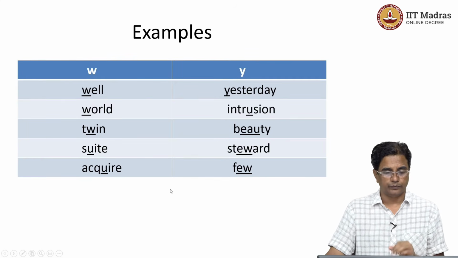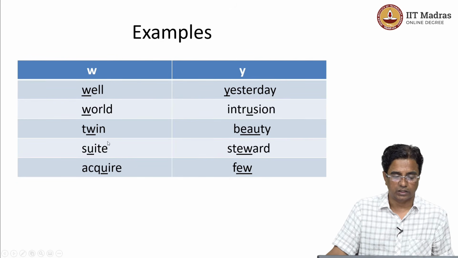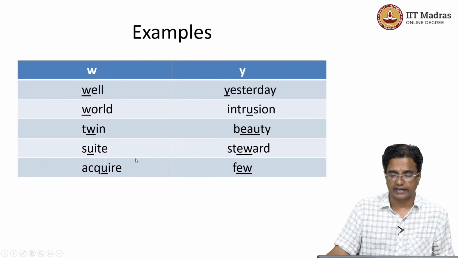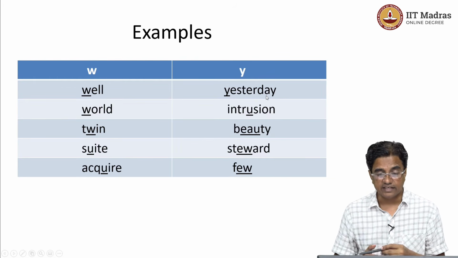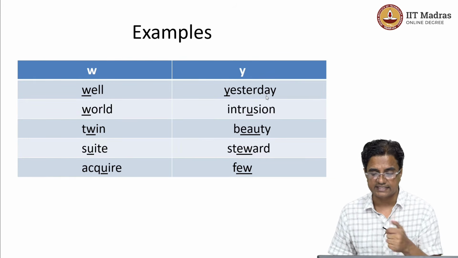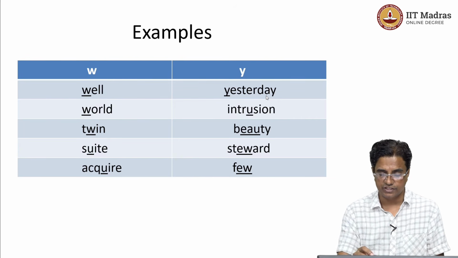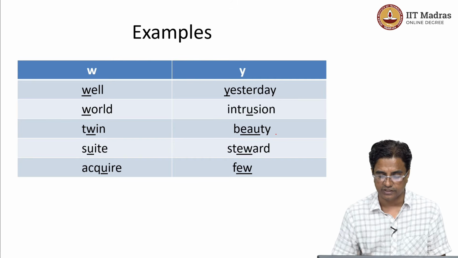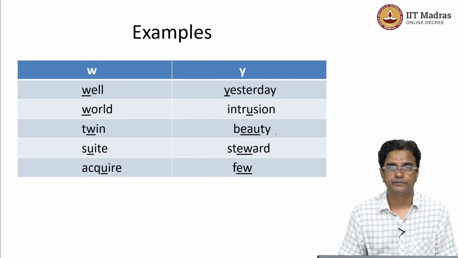Now, let's see some words with wa. Well, world, twin, sweet, acquire have wa. With the ya sound, you have words like yesterday, intrusion, beauty, steward, few.